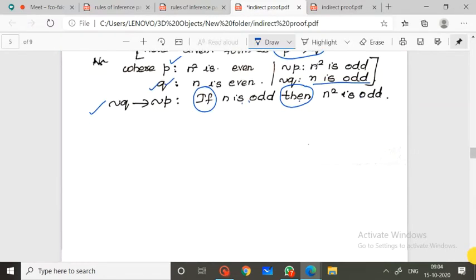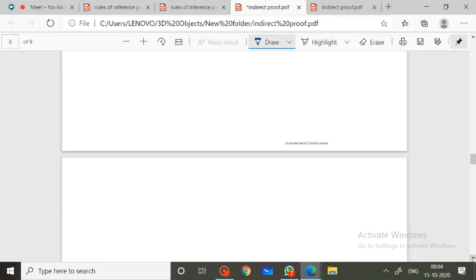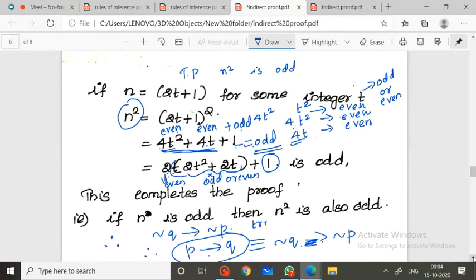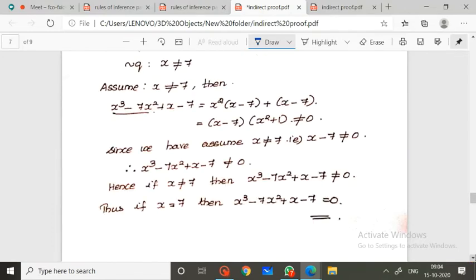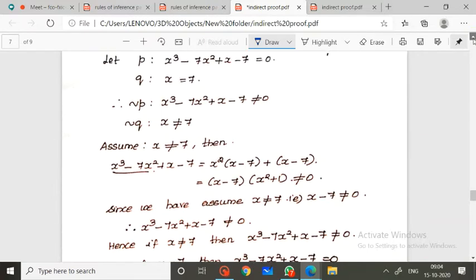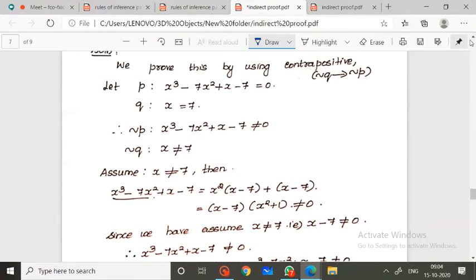So now let me give a second example. The first example I have given is based on the contrapositive. The next example is based on contradiction. So next question, see, I'll give you, so this is also contrapositive.